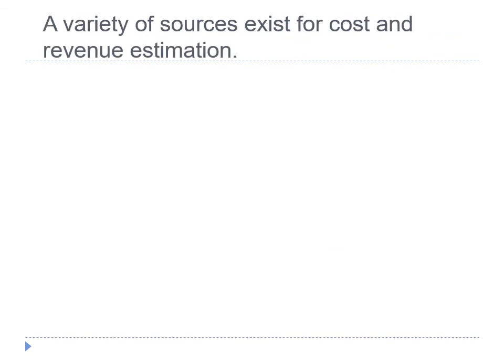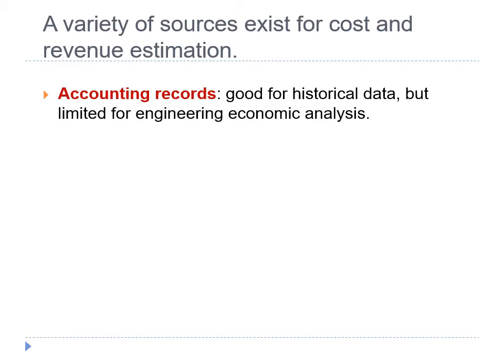A variety of sources exist for cost and revenue estimation. These include the accounting records, which consist of detailed records of monetary transactions between established categories of assets. Accounting records are a good source of historical data, but have some limitations when used in making prospective estimates for engineering economic analysis. It is because the records rarely contain direct statements of incremental cost or opportunity cost, both of which are essential in most engineering economic analysis.